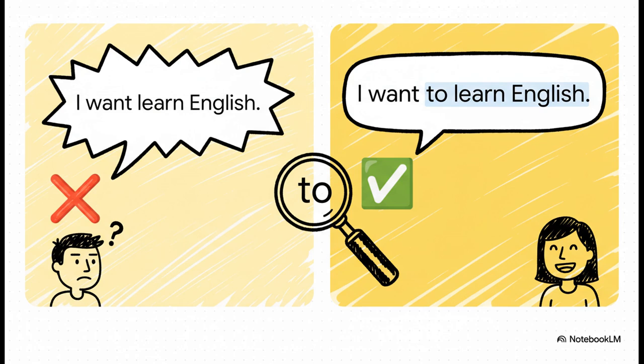All right, so let's take a look. On the left, you see "I want learn English." And on the right, "I want to learn English." The only thing that's different is that one tiny but super important word, "to." That little word makes all the difference, and it's the key to sounding clear and correct.